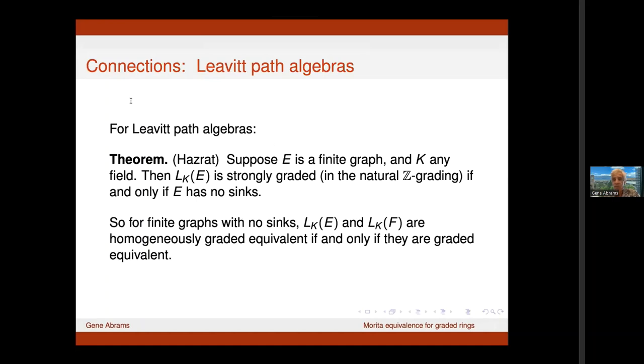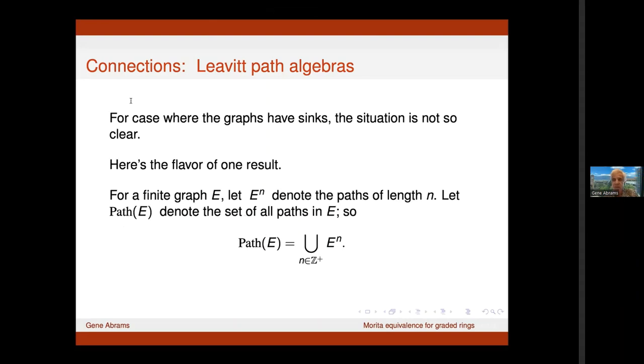Then Roosevelt was able to prove that, at least for finite graphs, in this grading the appropriate Leavitt path algebra is strongly graded if and only if the graph has no sinks. So if the question is about graded equivalence versus homogeneous graded equivalence, the two ideas are the same if you're looking at Leavitt path algebras that at least have no sinks. But when the graphs have sinks, things become a little bit more problematic, a little bit more interesting if you want.